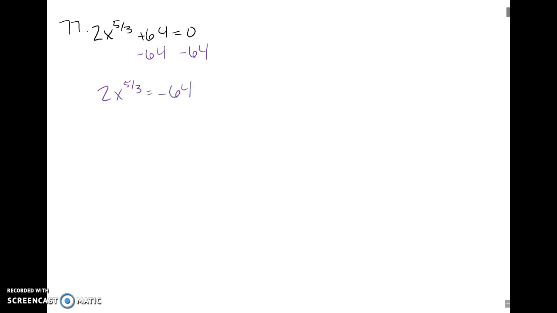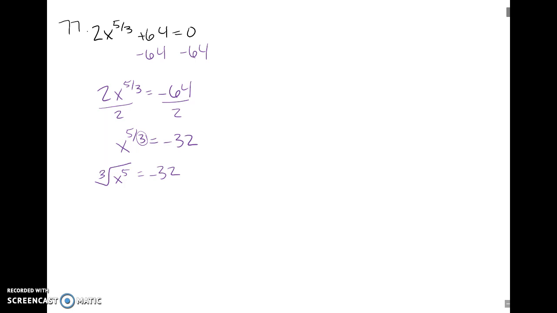Then divide both sides by 2. So you get x to the 5/3 equals negative 32. Then you want to change the 5/3, the rational exponent, into a radical. So the bottom right here becomes the root, the top becomes the power. So you have the cube root of x to the 5th equals negative 32.